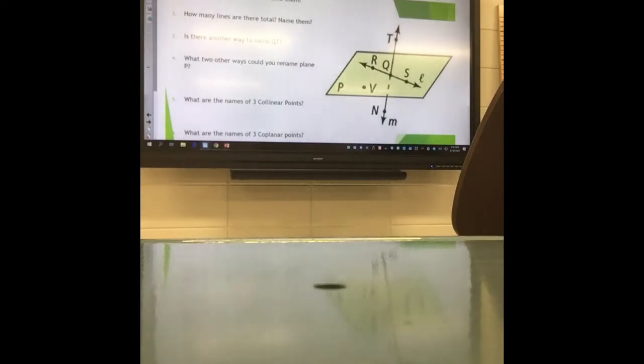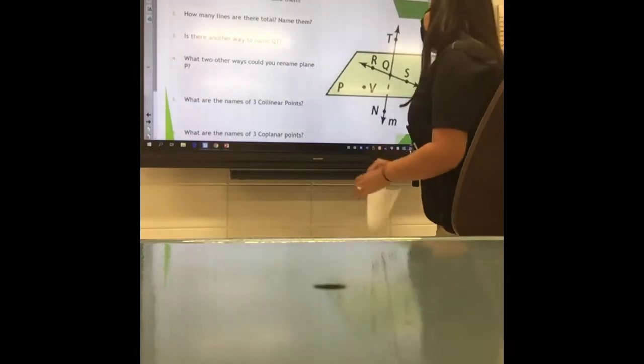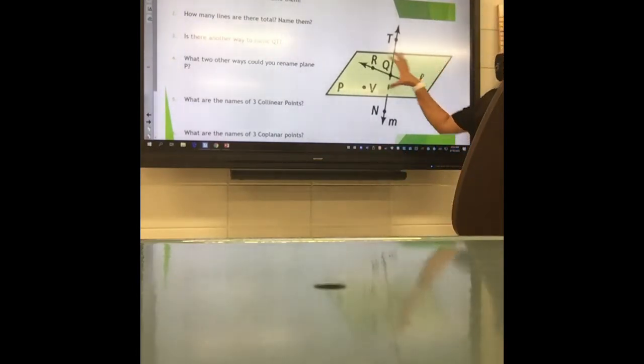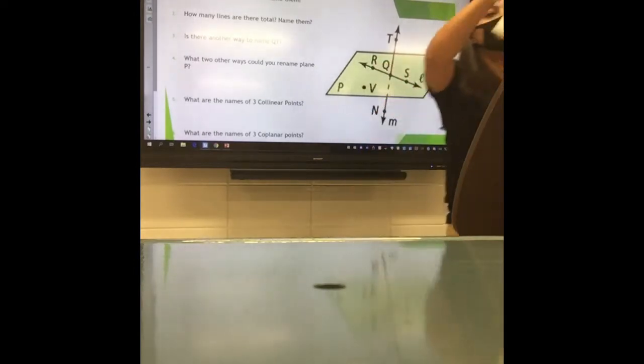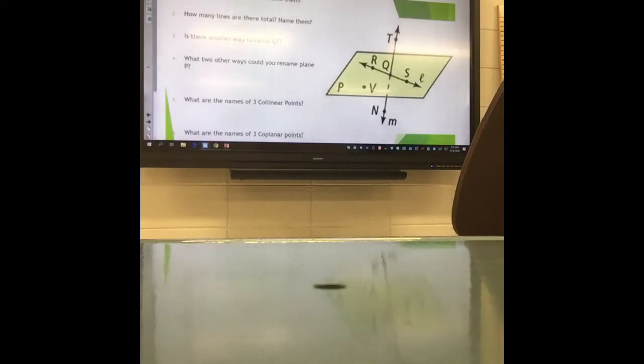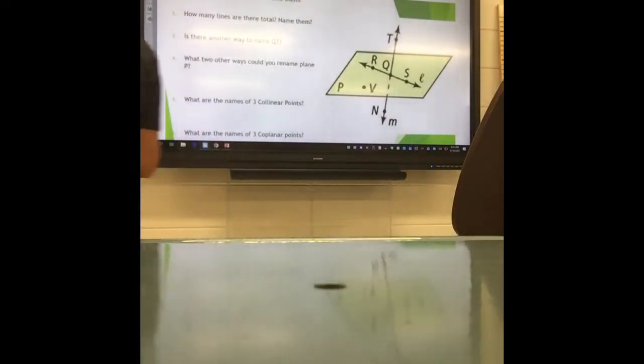Okay, so here's our first example. As always, I'm going to do some of the worksheet for you, and some of you are going to do it by yourself. So right here we have this plane, this big square, and we have some lines that go through the plane. That's no different than if you have this piece of paper and you stick a pencil through it. We have a line and a plane.